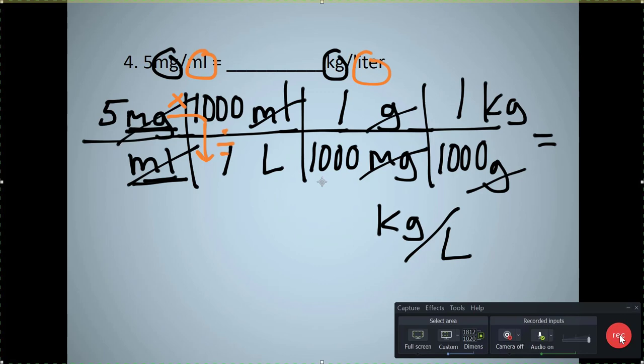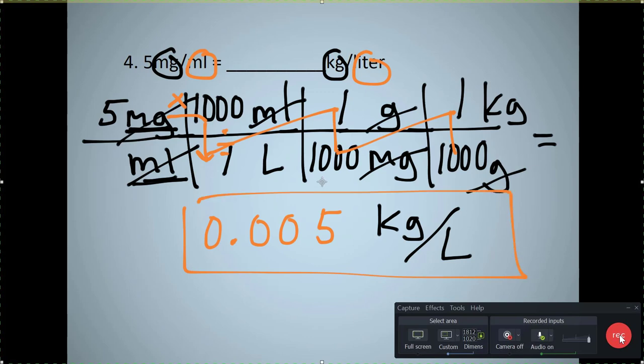So we're going to do a little zigzag. So 5 times 1,000 divided by 1 times 1 divided by 1,000 times 1 divided by 1,000. We could probably cancel one of those thousands out too, because one's on the top and one's on the bottom. So that would leave us 5 divided by 1,000, or 0.005. So here's our answer, 0.005 kilograms per liter, and that would be equal to 5 milligrams per milliliter. And that makes sense. Kilograms and liters are a lot bigger units than milligrams and milliliters, and so we should have a smaller number with those larger units.